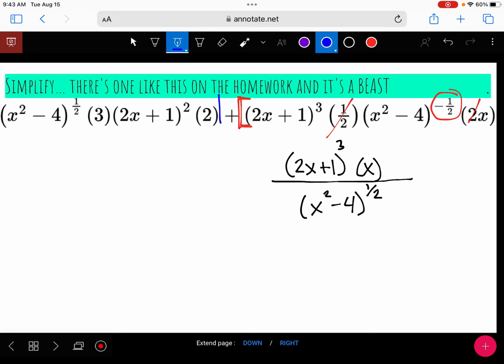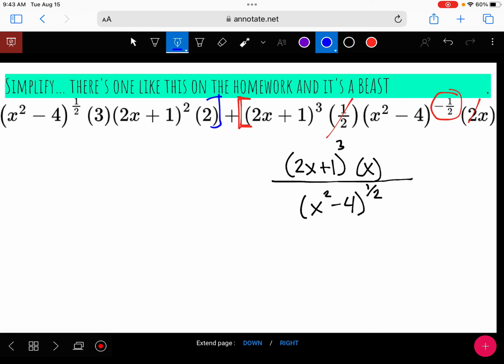To deal with the left-hand side, I don't have any negative exponents, right? We are asked to add them together, which means they need to have a common denominator. This guy doesn't have a denominator, right? There's no negative exponents anywhere. This is all numerator. I need it to have a denominator so I can add the things together.